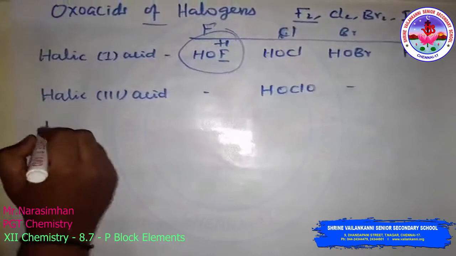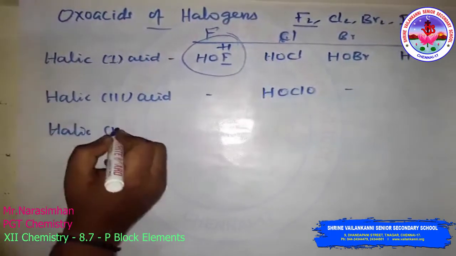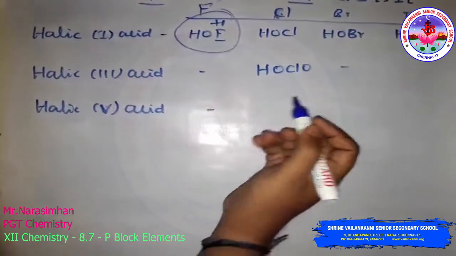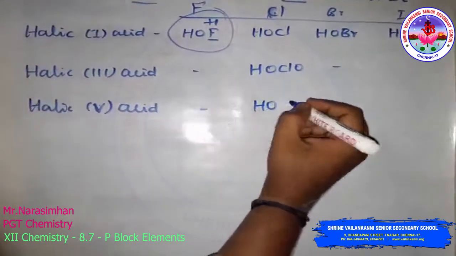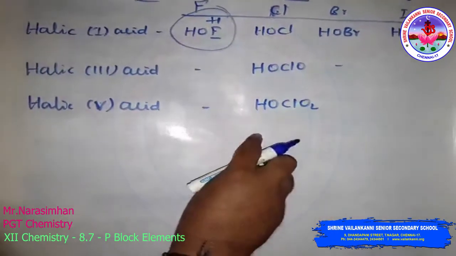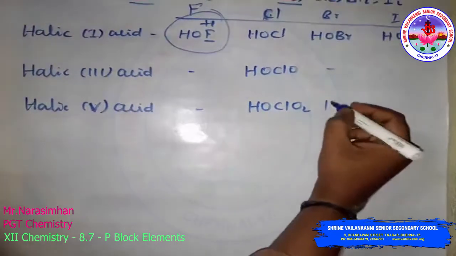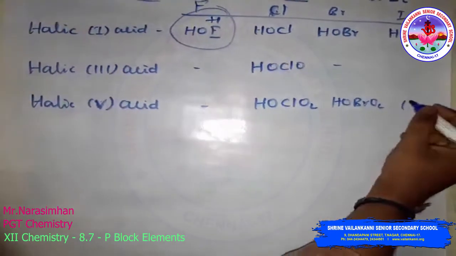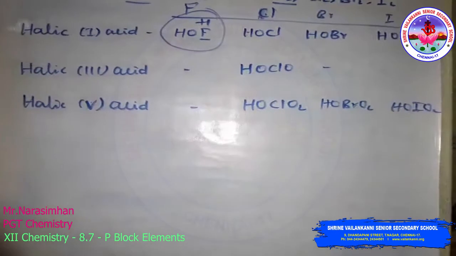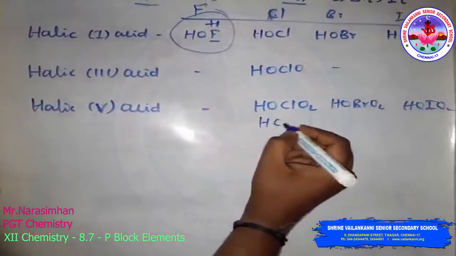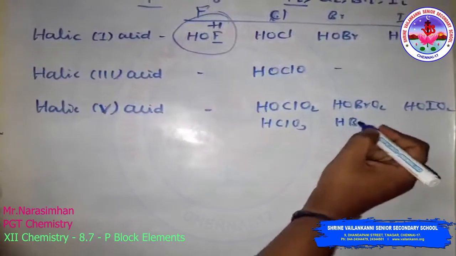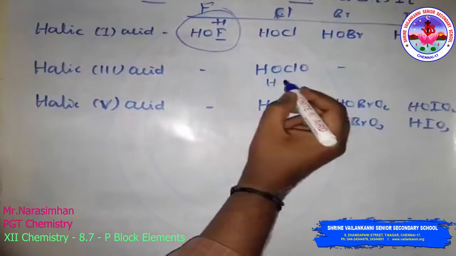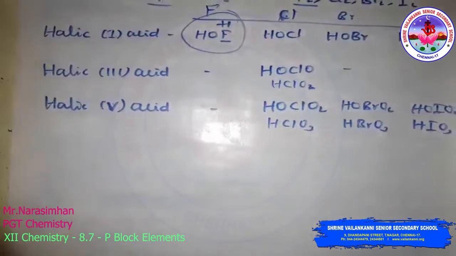Then halic 5 acid. In this form, that is chloric acid, HClO3 or HOClO2. This is chloric acid. Similarly, bromic acid, HOBrO2, and HOIO2, this is iodic acid. You can write like this: HClO3, HBrO3, HIO3. Here similarly HClO2. You can write it anyway.